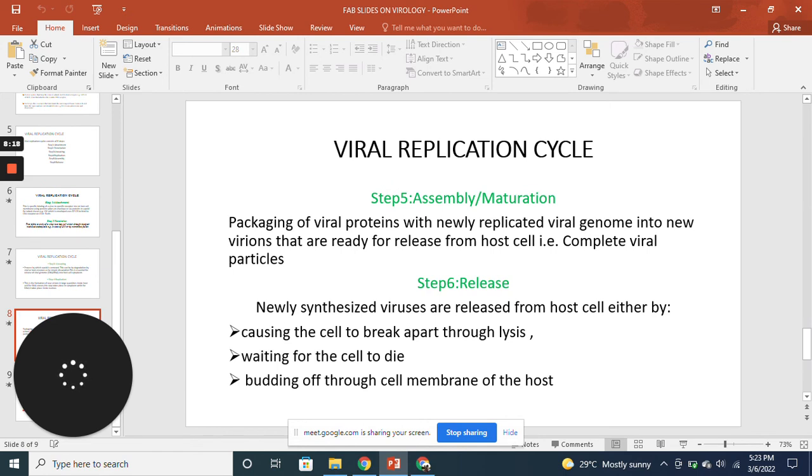Our fifth step is the assembly or maturation, whereby we have the packaging of the newly replicated proteins inside the host cell together with the genome so that we have complete viral particles. And our last step here is the release, whereby the newly synthesized viruses are released from the host cell, either by causing the cell to break apart in what we call lysis, or waiting for the cell to die, or through budding off through the cell membrane of the host cell.